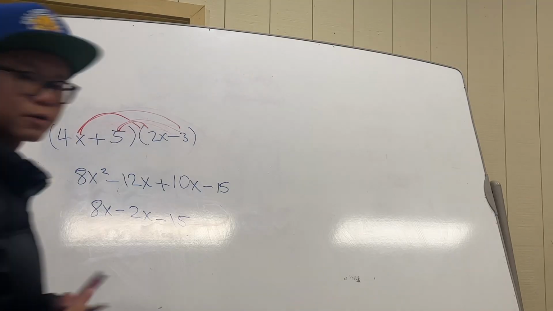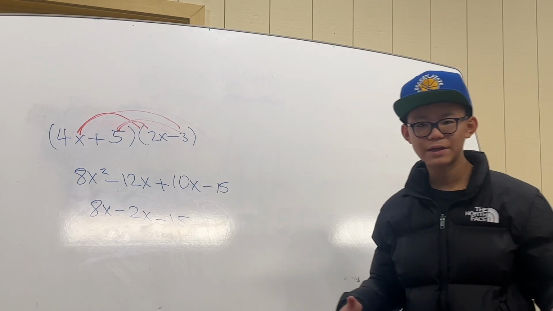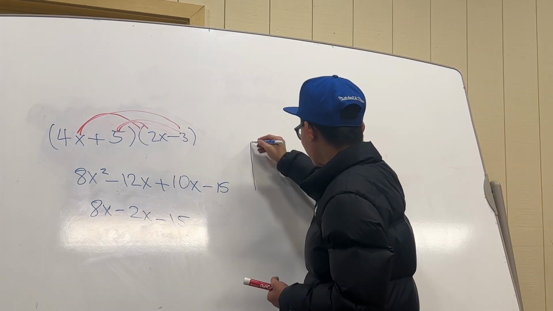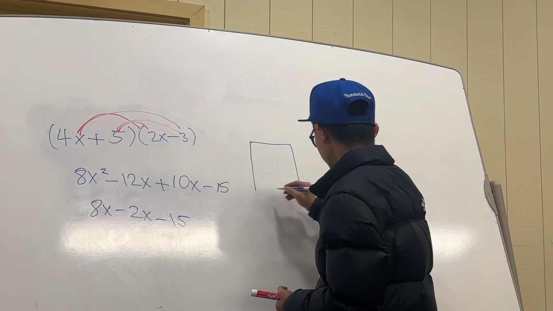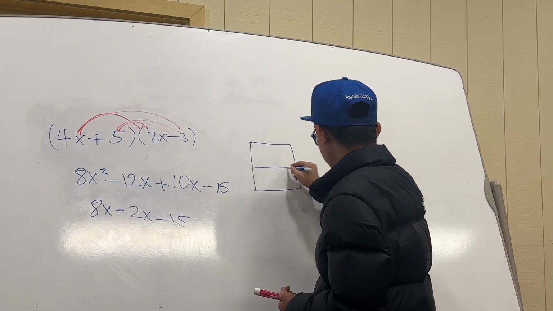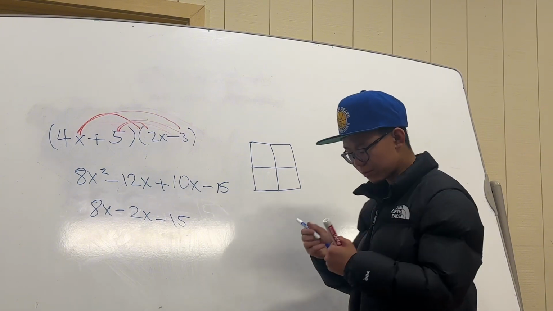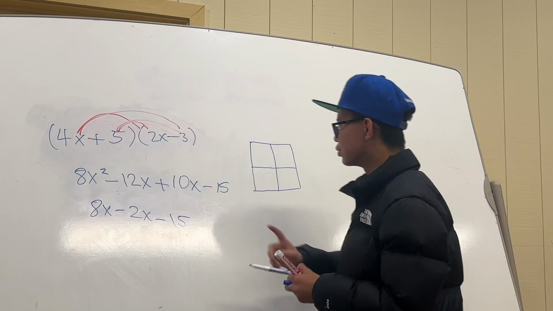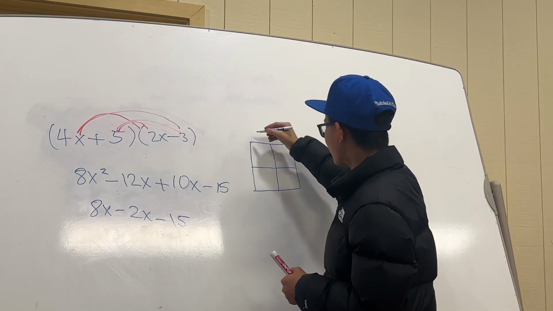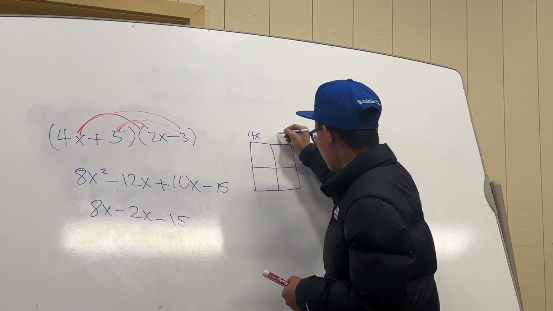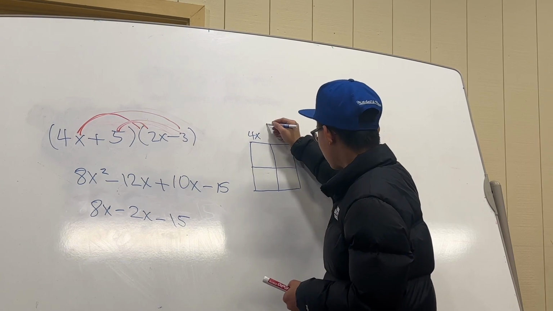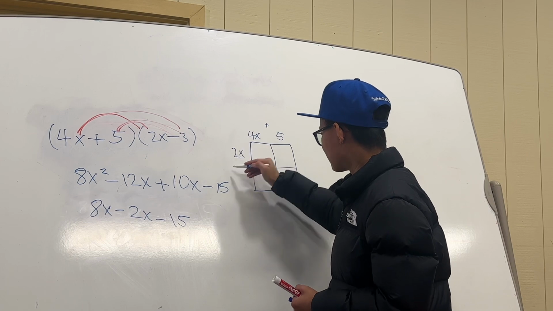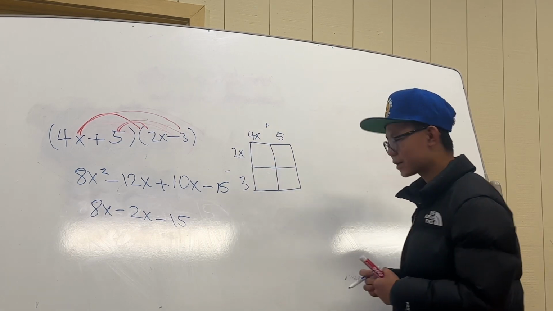And then over here, let me show you another method that you can use to solve this. We're going to have a generic square, or rectangle, whatever you want to call it. You make it into 4 sections, just like a window. Basically you can put any of these two on the top. So I want to put 4x and then plus 5, and then we can put 2x and minus 3 on the bottom.